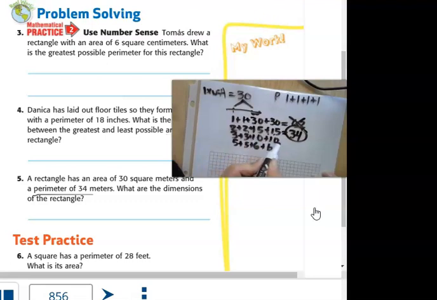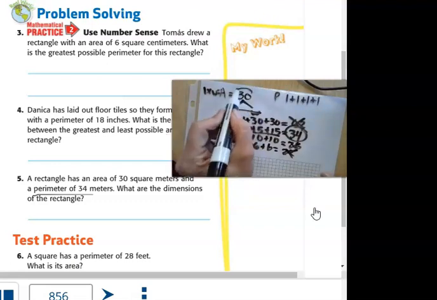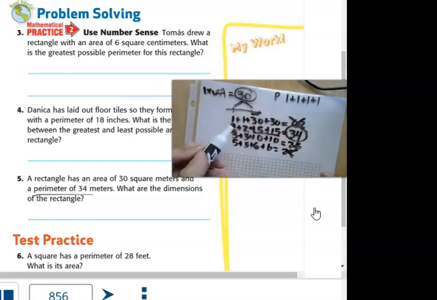10 plus 10 is 20. 3 plus 3 is 6. 20 plus 6 is 26. That doesn't work. 5 plus 5 is 10. 6 plus 6 is 12. 10 plus 12 is 22. So none of these work. The only one that works is a rectangle with a length of 2 and a width of 15. So that's the way that you can find a shape with an area of 30 and a perimeter of 34. That's how you do number 5.